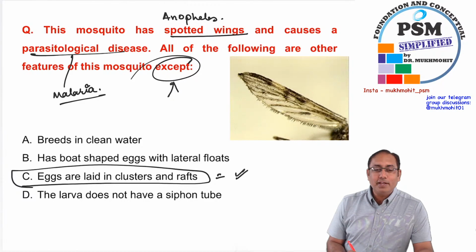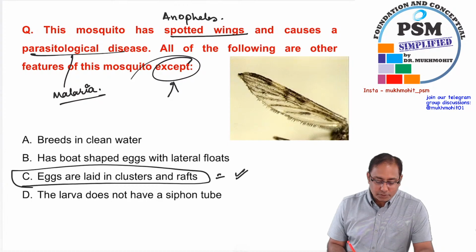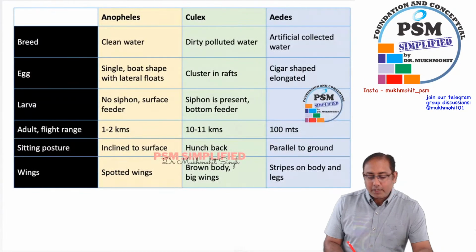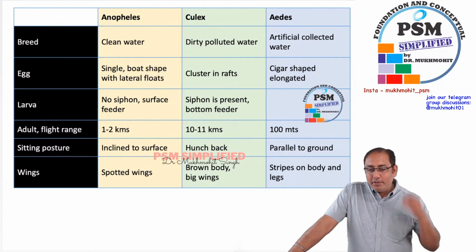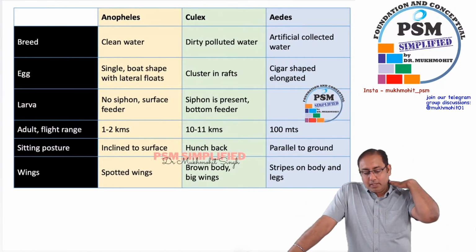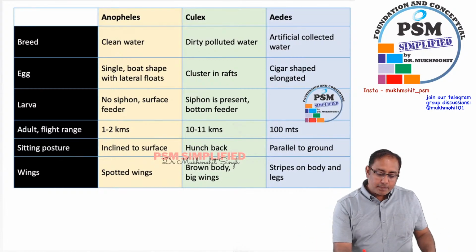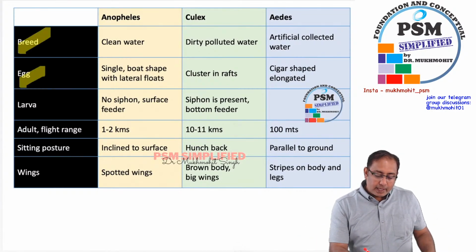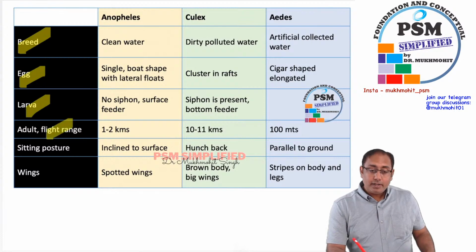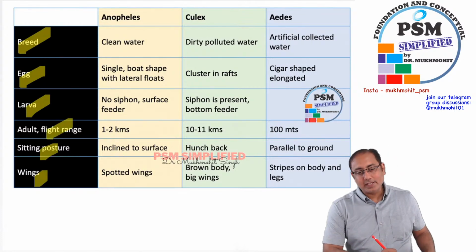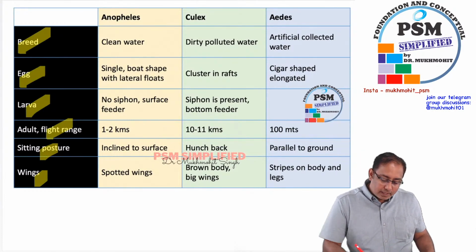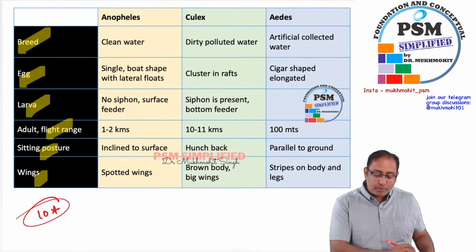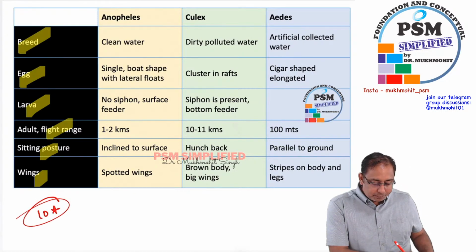All of the following are features of this mosquito, the Anopheles mosquito. So absolutely correct. If you want, you can take a screenshot of this page, because very frequently we get questions from this. So what is the breeding site? Egg, larva, adult, flight range, sitting posture, and wings. These are classical direct MCQ based questions. You can take a screenshot of this, and this is again a 10-star MCQ table frequently asked in your exam.